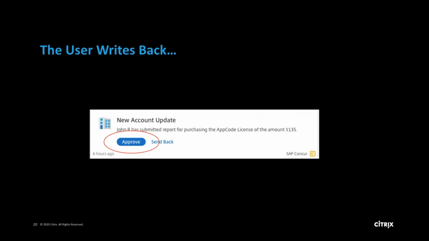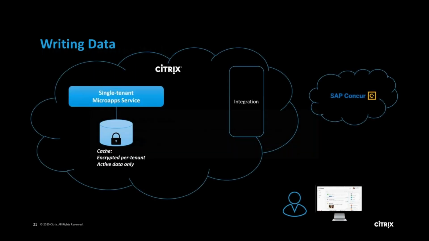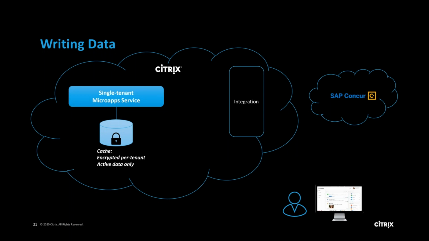Now, we talked about taking actions. Well, funnily enough, when you take an action, you are writing data back to the system of record. So remember, we talked about reads before. Now we're doing writes as well. So let's talk about how we do that. When you write data, you've again got the same components we talked about before. So the write back now comes from the bottom right there. The user clicks a button, which goes back to the Microapp service. That then tells the integration to write back to, in this case, SAP Concur.